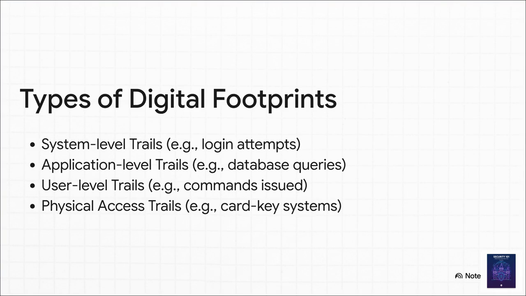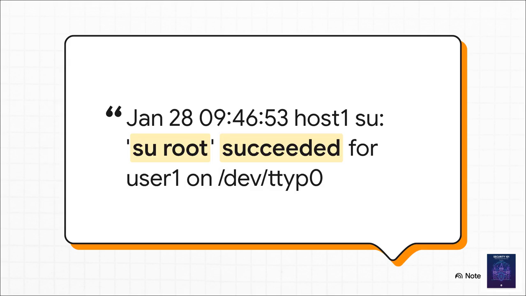You've got your system-level stuff, the big picture things like login attempts. Then you can zoom in a little to the application-level trails, what's happening inside specific programs. You can even follow the breadcrumbs left by a single user. And here's one people sometimes forget, the physical clues. A keycard swipe showing someone in the server room at 3 a.m., that could be the most important clue of all.